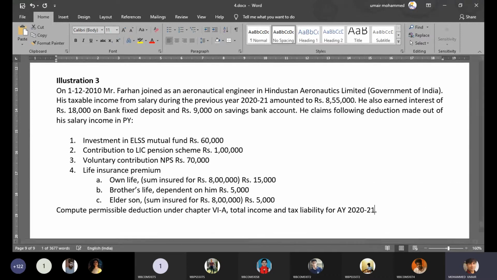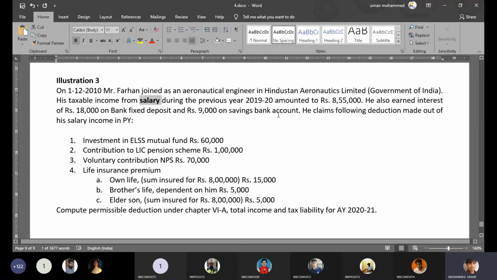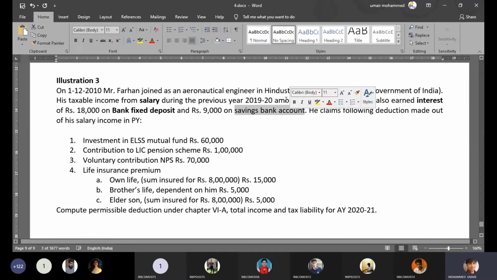So here is the question. Now this person is an aeronautical engineer. He works for the Government of India. His taxable income during the previous year, 2019-20, amounted to 8,55,000. This is his taxable income from salary. In addition to this, he has also earned interest of 18,000 on bank fixed deposit, and he has also earned interest on savings bank account.